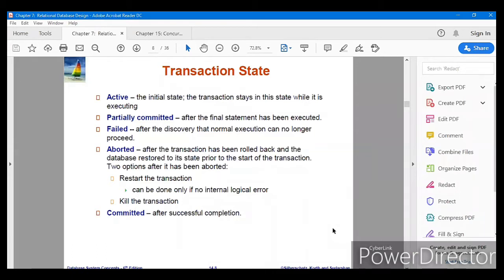For example, we are trying to upload a video on YouTube and there is an internet failure in between. Either we can cancel the upload or we can wait for the connection to be established. If the system crashes and the upload immediately cancels itself, that is called failed. When we abort, we try to cancel the upload ourselves, that means we kill the transaction, or we restart the internet to continue the upload from where it stopped. Similar things happen in our day-to-day life. In DBMS, we have specific words for this: active, partially committed, failed, aborted, and committed.